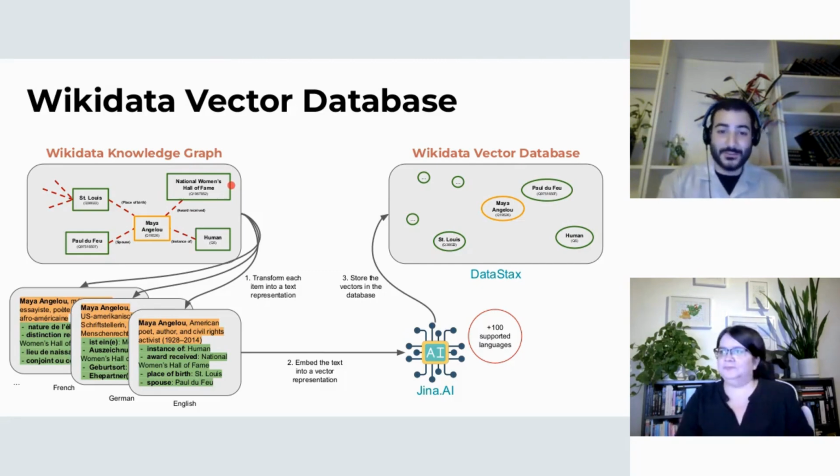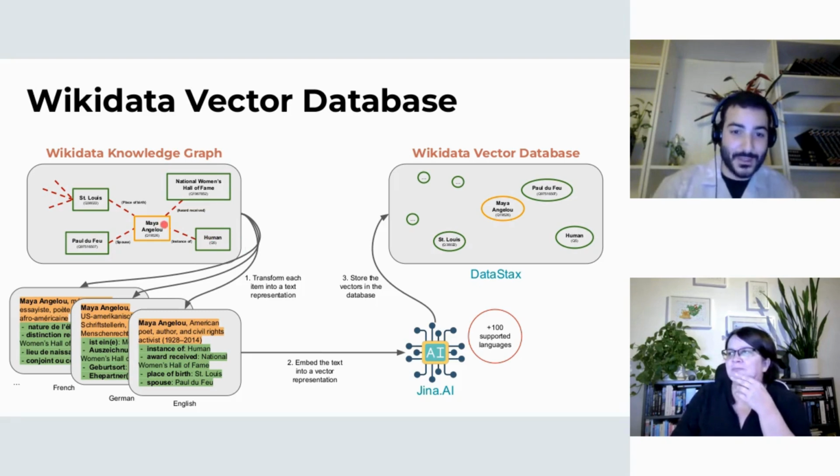So currently the way we create the vector database is that we transform each item in each language into a vector. For example, you can see here the item for Maya Angelou. We take the information in English, in German, and French. Each one of them is a separate vector on its own, and all of those are pushed to the vector database. Currently, we created vectors for English, for French, and for Arabic. And we will add more and more languages as we develop this further.